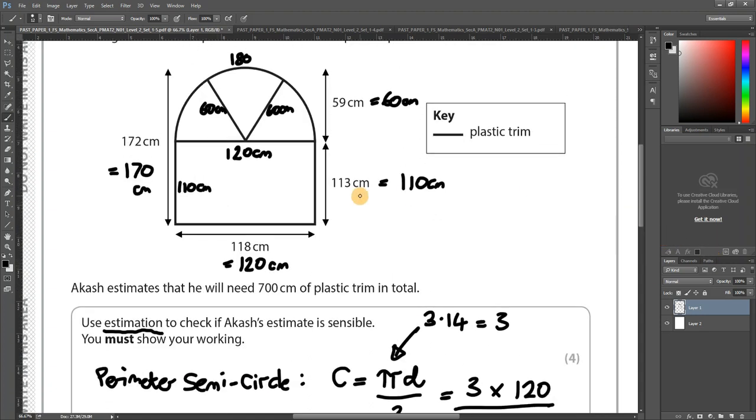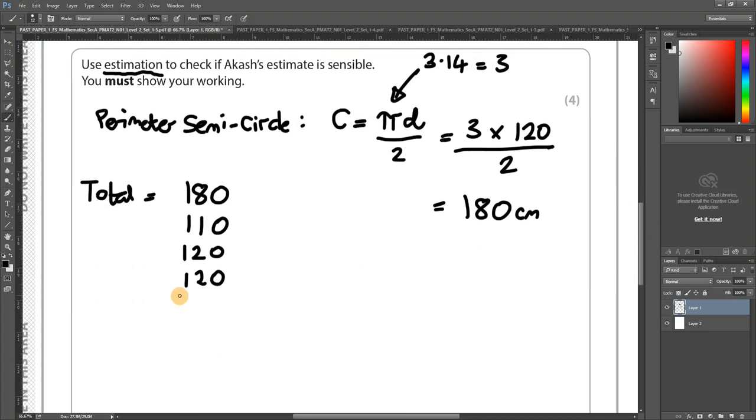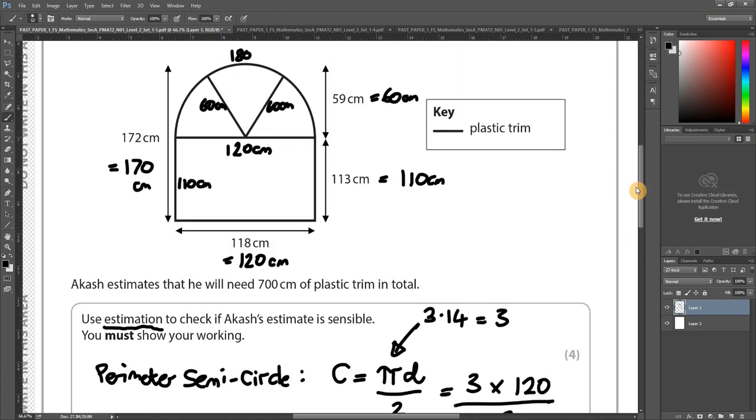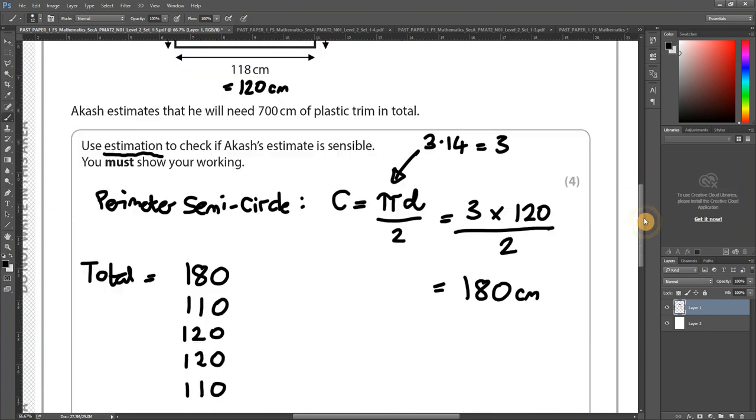110 along this side, on the right hand side. Okay, so that's the rectangular bit done, and also don't forget the radius of the semicircle. So a 60 here and a 60 here as well, inside. I think that's all of them.